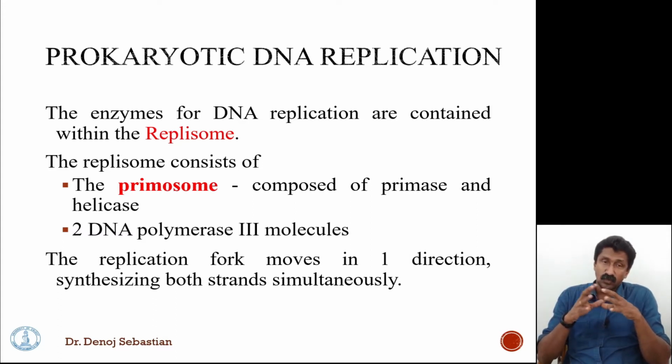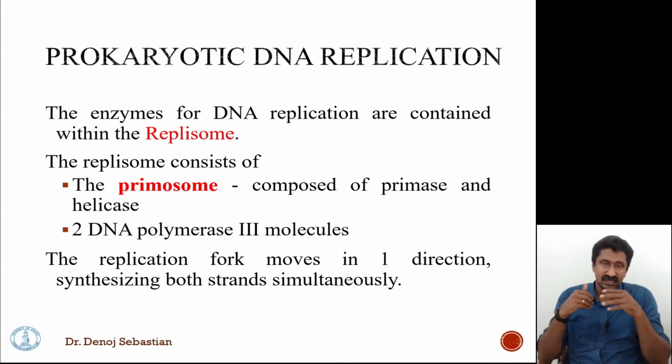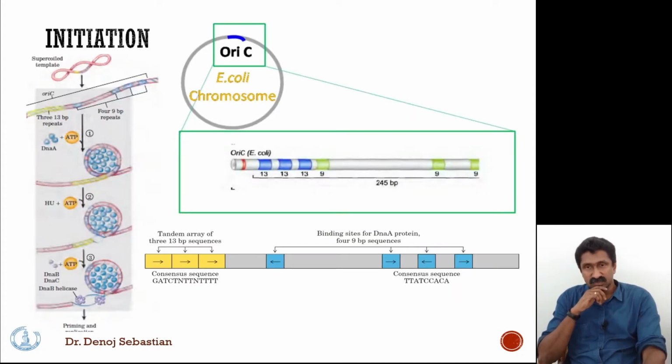The replication fork moves in one direction and synthesizes both the strands simultaneously. That we need to understand. Previously, in the previous diagram that I showed, the DNA replication is represented in a single direction, with both the leading and lagging strands synthesized in 2 different directions. But now we have to understand that the DNA replication fork moves in only one direction and both the strands are synthesized simultaneously. And I will explain the concept.